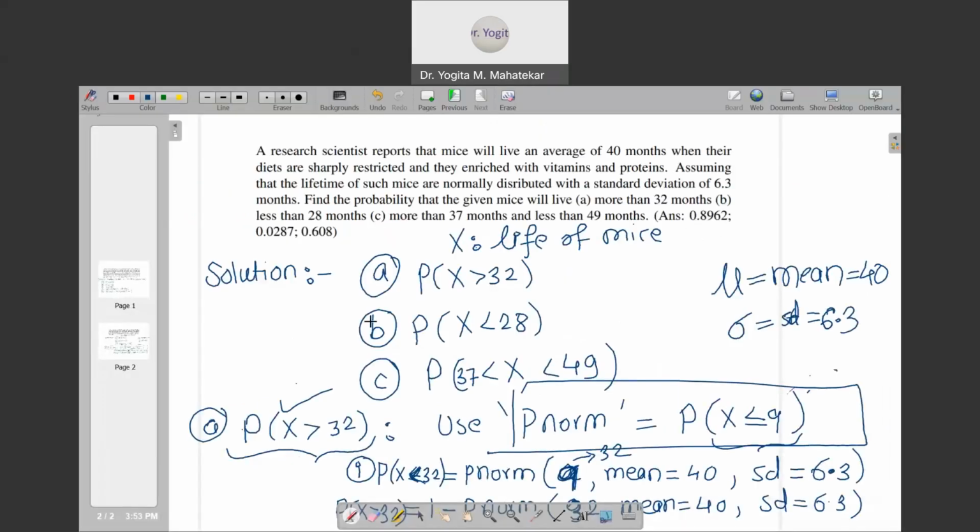So here you can see the answer is also given. The answer is 962 something. This is by using statistical tables we have found it out, but using software you will get a more accurate answer. Similarly, you can solve the B part.